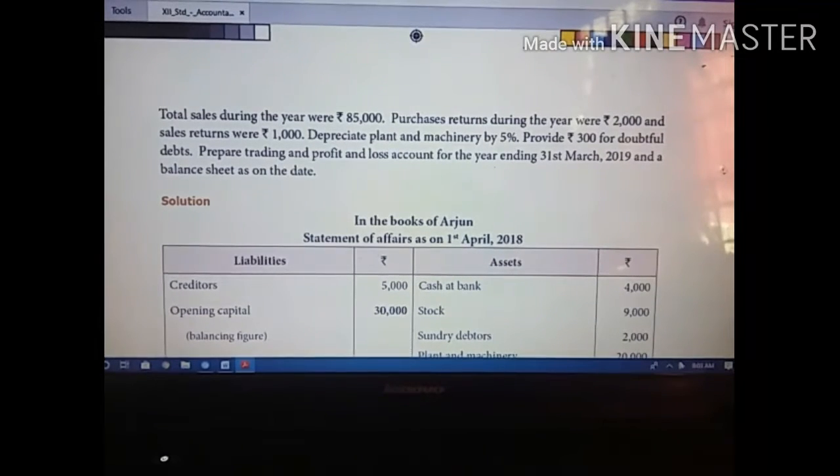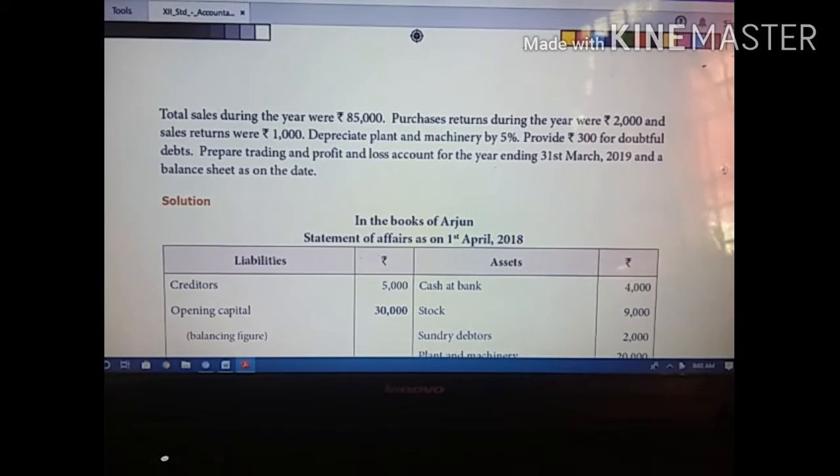So total sales during the year were 85,000. So sales they are given. Then purchase return during the year were 2,000. So purchase return they are given here, and sales return 1,000 also they are given here.